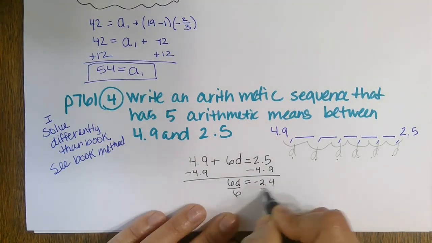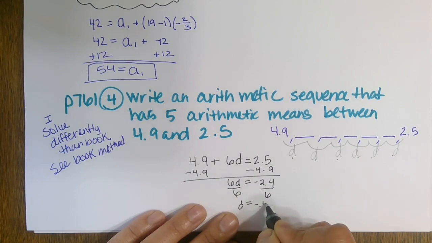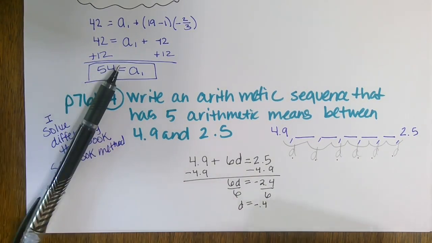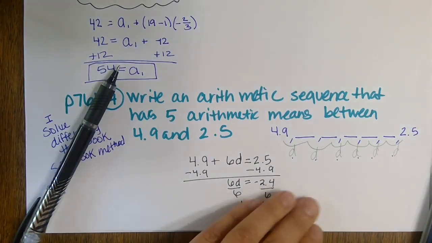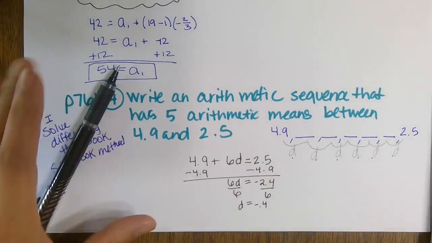Divide by 6. Okay, so it looks like my common difference is negative 0.4. And I can check to see if that's, well, they actually only want me to figure that out. So yeah, let's try it and see if it works.